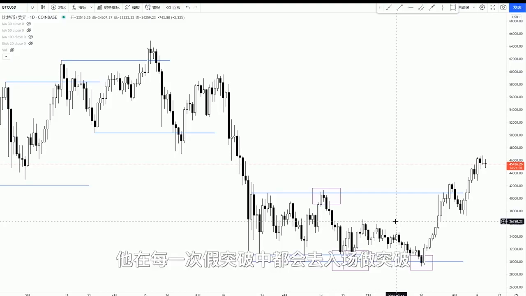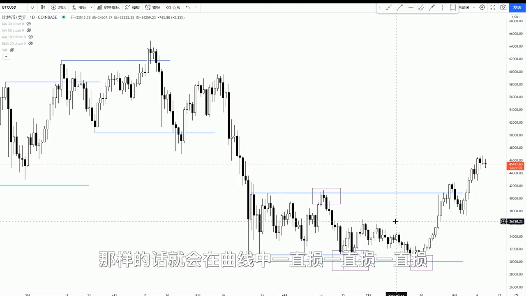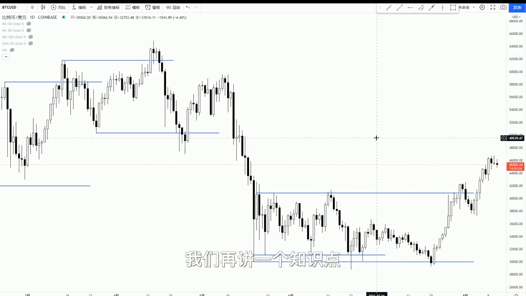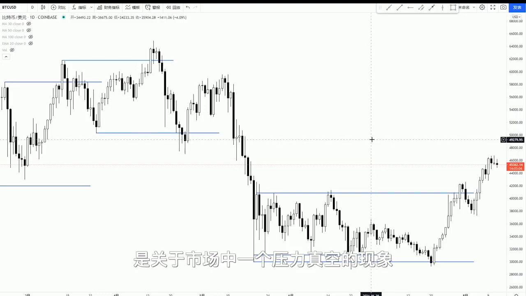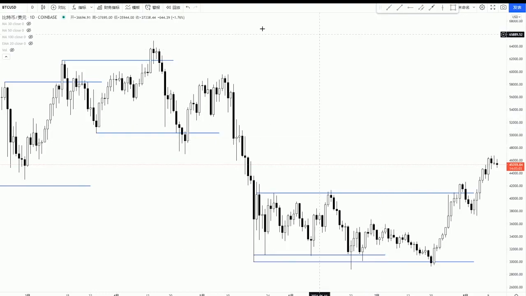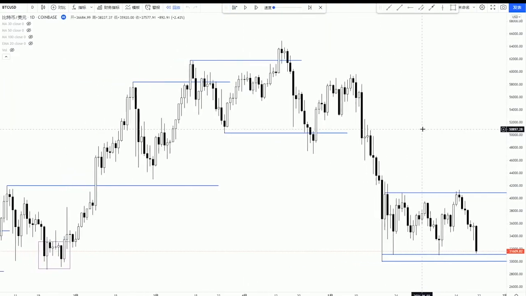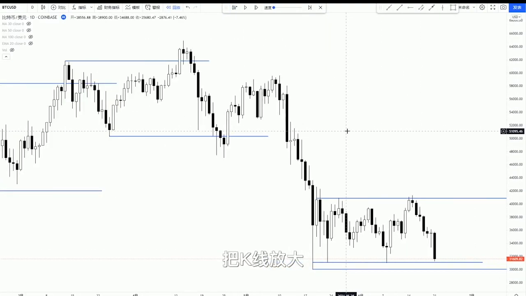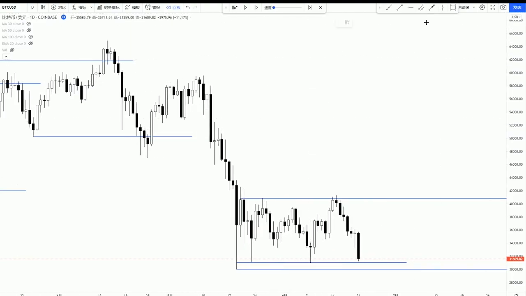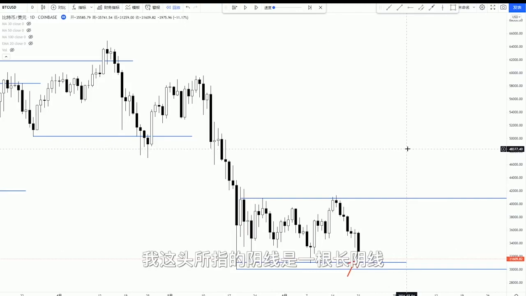We can look at the figure. Let me remove the last one. If you look at this bearish line, the bearish line I'm referring to here is a long bearish line. I talked about a trend K line in the last video. If it has a longer body and a shorter shadow, it has more energy. So guys, when you look at this short trend K line, do you think it's a sign of short strength?